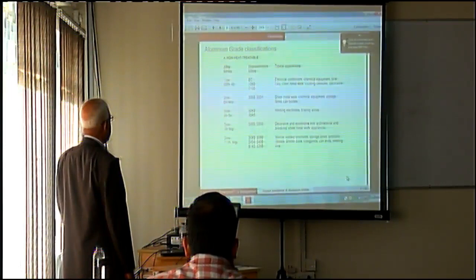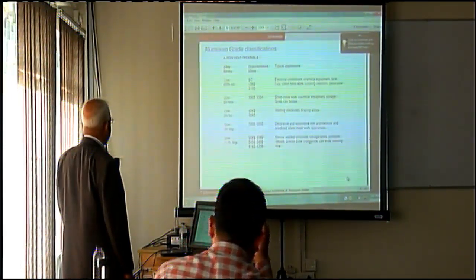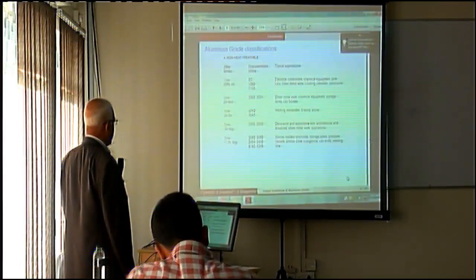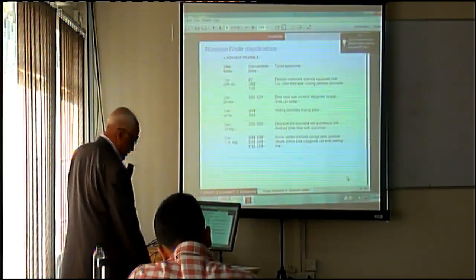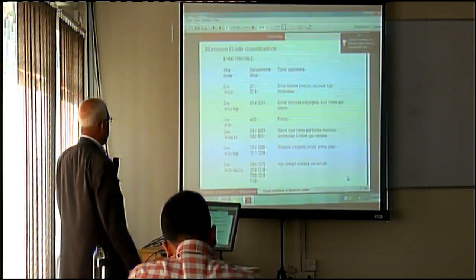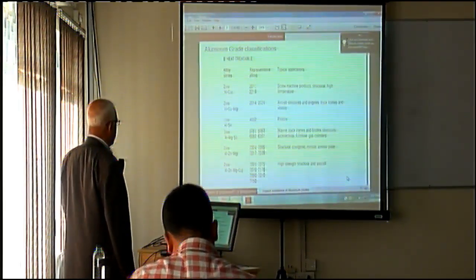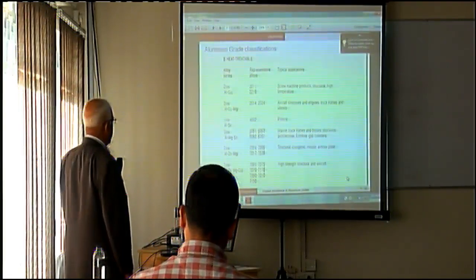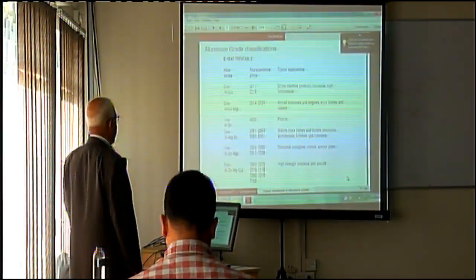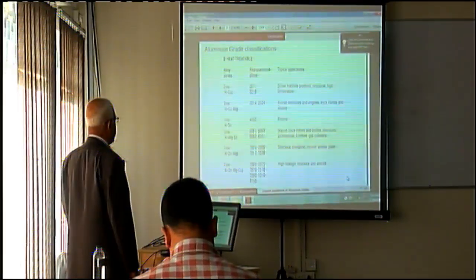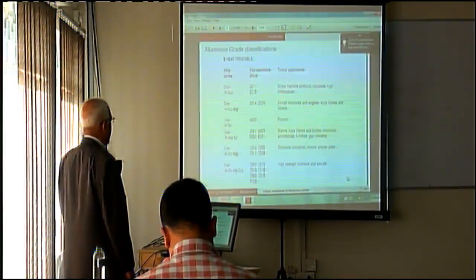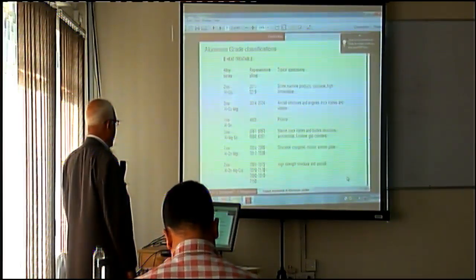I am repeating that the grades of aluminum, 1000 series or 2000 series, etc., and the typical applications are shown in this slide. Please also see my paper. The other series are also here. There are many aluminum series available in the market, but what we discuss here is a particular series which is weldable and can be used in marine conditions.